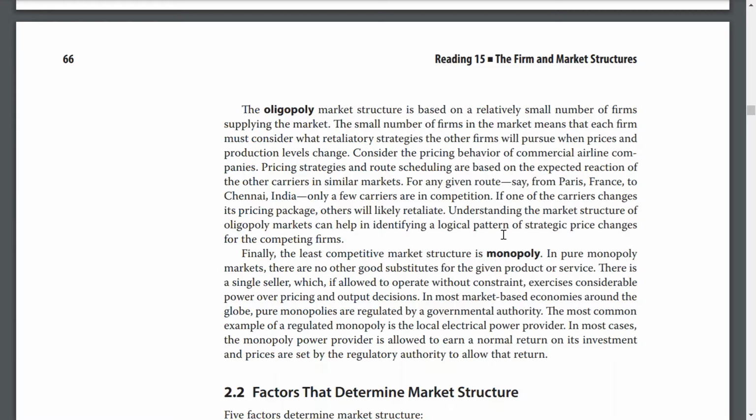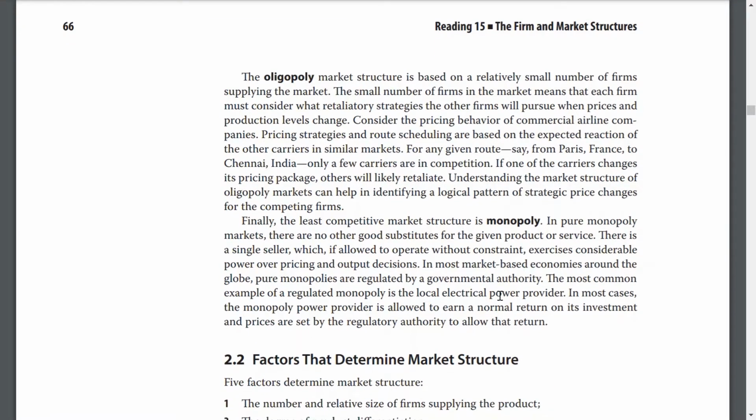Finally, the last competitive market structure is monopoly. In pure monopoly markets, there are no other good substitutes for the given product or service. There is a single seller, which, if allowed to operate without constraint, exercises considerable power over pricing and output decisions.